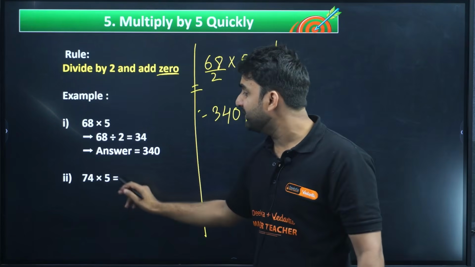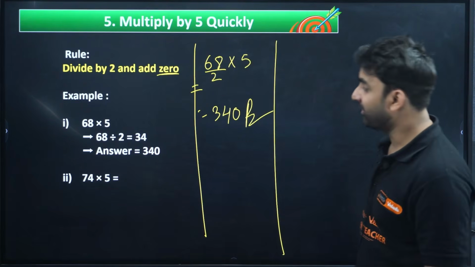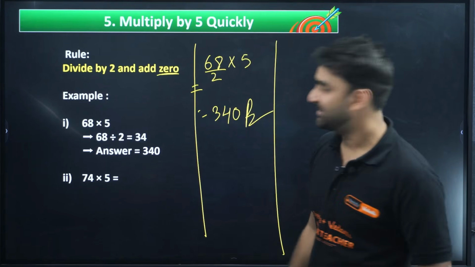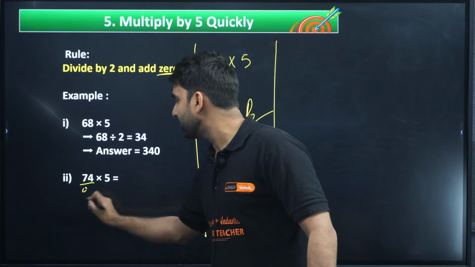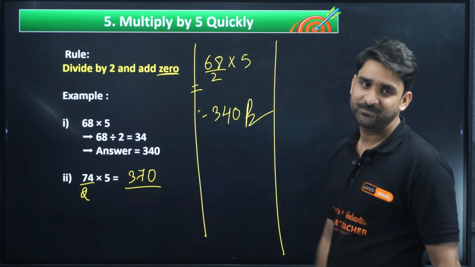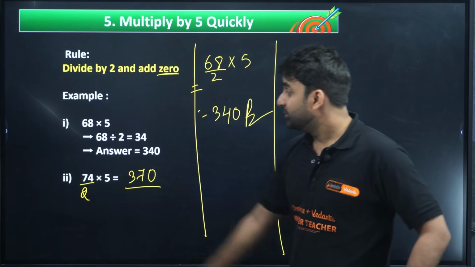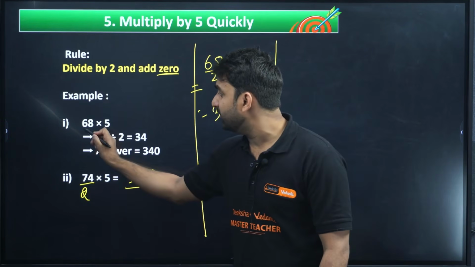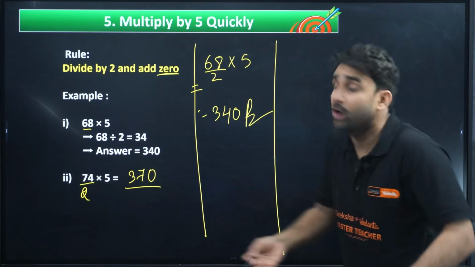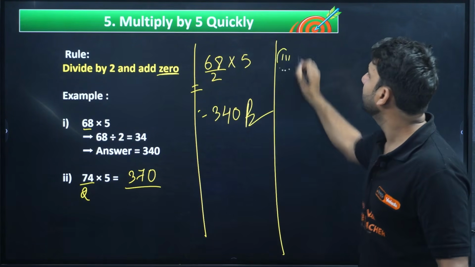If we multiply 74 by 5, and this is a bit tricky, what would be the answer? 74, divide this 74 by 2. So I think 37 would be there, and put 0. This is your answer. Now you might be thinking, sir, these are even numbers, that's why we are getting the number. Now if the number is odd, how can we do it? So let me give you the concept.